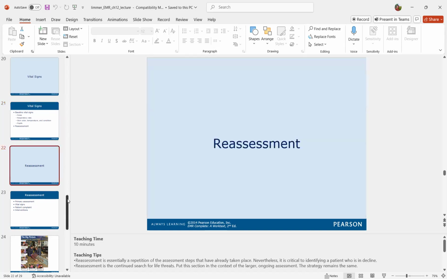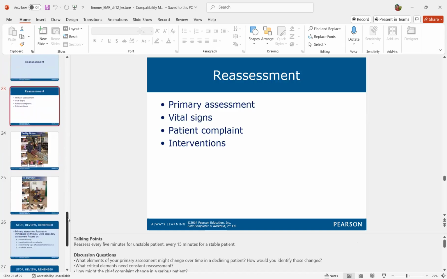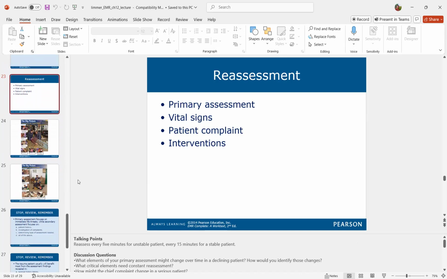So when it comes to reassessment, we're going to reassess the primary assessment. So again, looking at our airway, our breathing, circulation, talking about that chief complaint again. We're going to reassess the vital signs. So all of the pulse, the respiratory rate, the blood pressure, the pulse ox. We can reassess all of that. The patient complaint that they have, has it changed at all? And then any interventions that we've done.